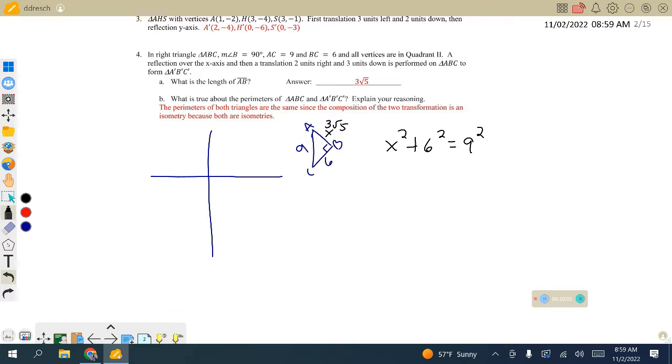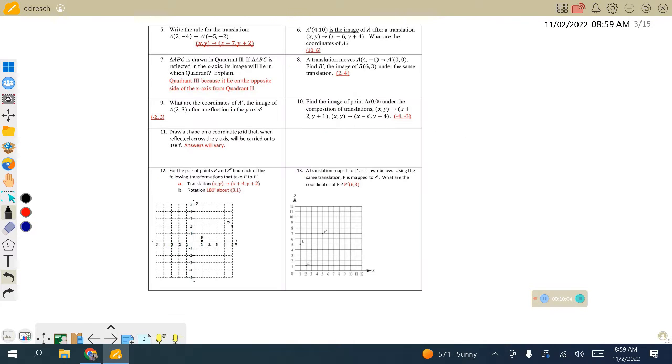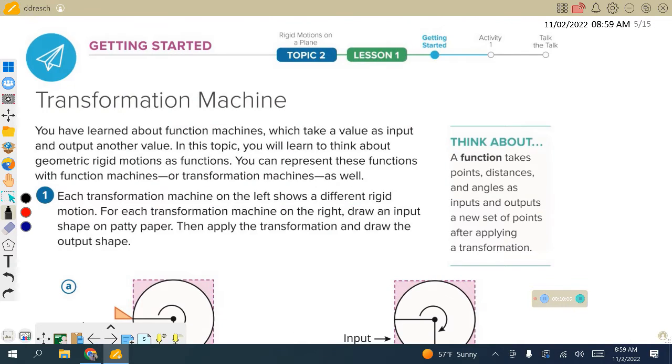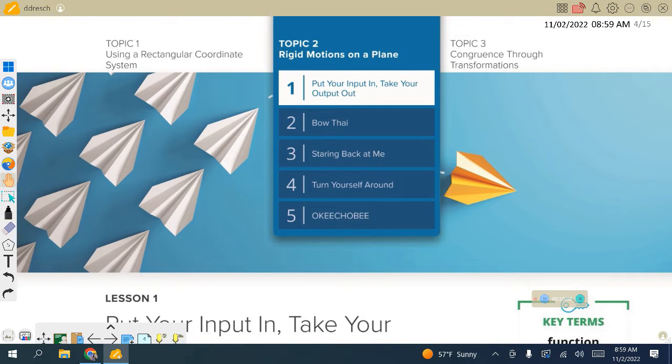Let's get out your geometry books and let's go ahead and turn to the next topic. And the next topic is going to be somewhere, I don't know.